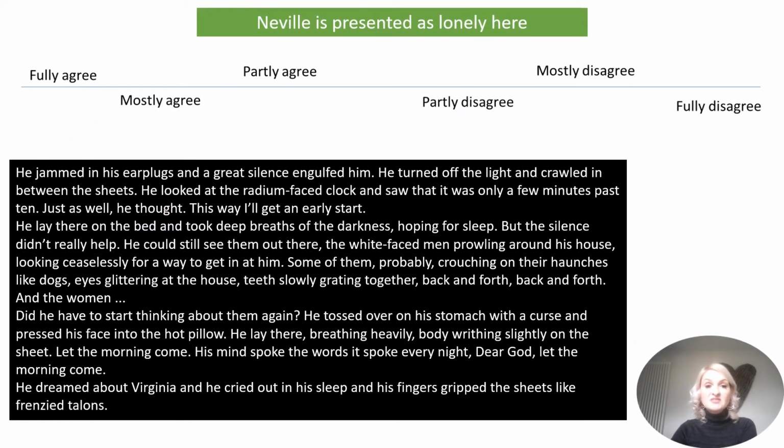Okay, so I'm going to get my scale. I've drawn the scale at the top of the sheet. I've got my extract. I've got my idea. I'm going to decide where on the scale of agreement, I don't know if I've made that up as a thing, but on the scale of agreement, where am I? So Neville is presented as lonely here. Well, based on the extract, I'm definitely on the agree side, but I'm probably not going to fully agree because that's going to make it easier for me to talk about my opinion.